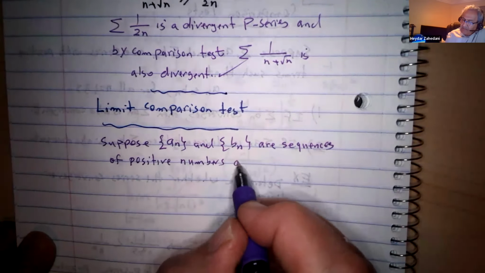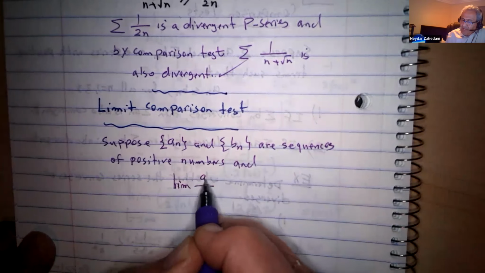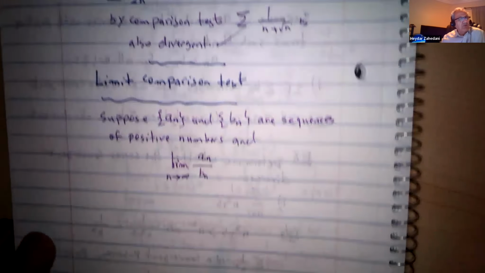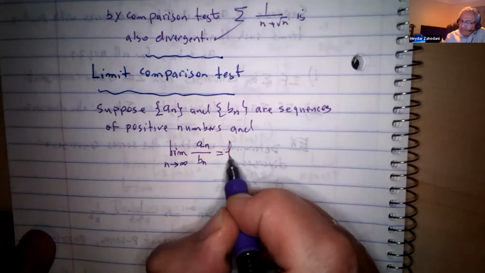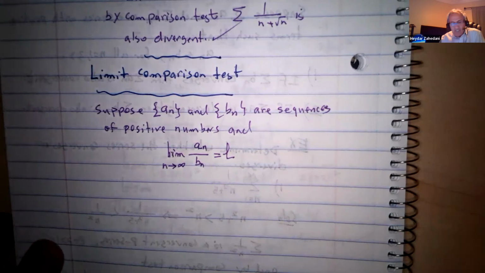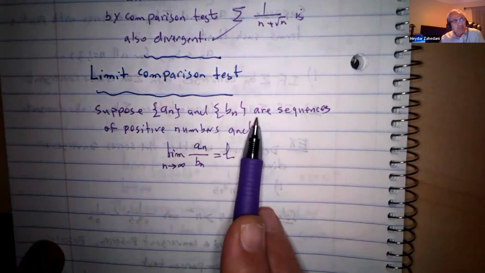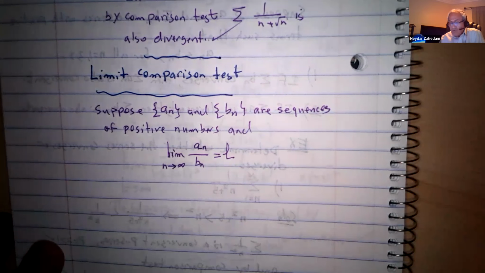Okay, and look at this one: the limit of an over bn, n goes to infinity, the limit of the ratio of these two series. This limit does exist, and is equal to L, we call it. So we find the limit of an over bn, the general term, as n goes to infinity, equal to L. Since these are terms of positive numbers, this limit cannot be negative. So it must be 0 or greater than 0.